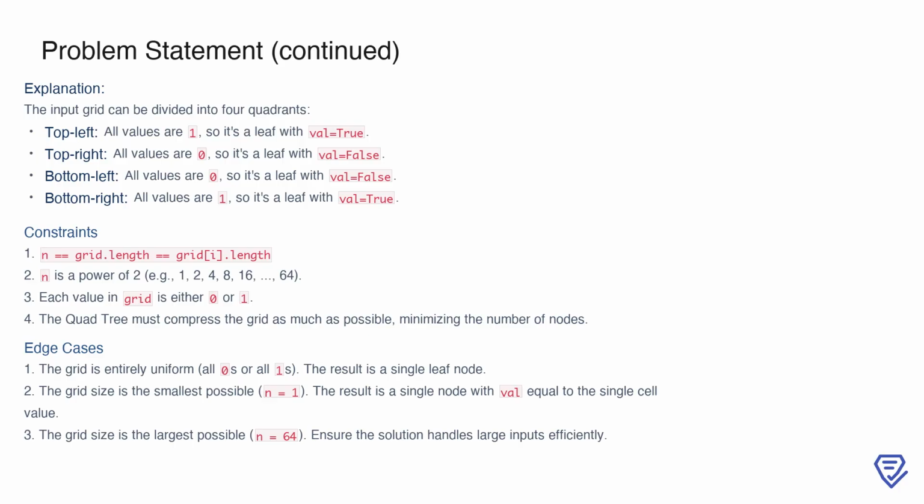For the largest possible size of n equals 64, the solution must handle the input efficiently without excessive computation. This thorough consideration of constraints and edge cases ensures that your implementation will be both accurate and scalable.